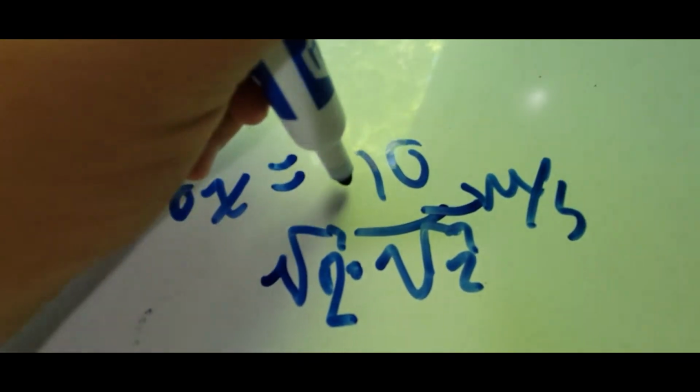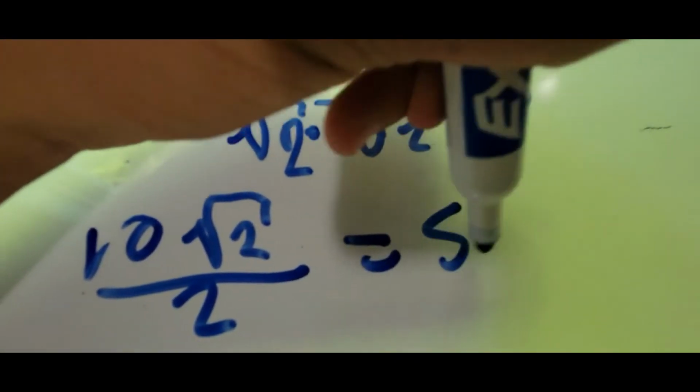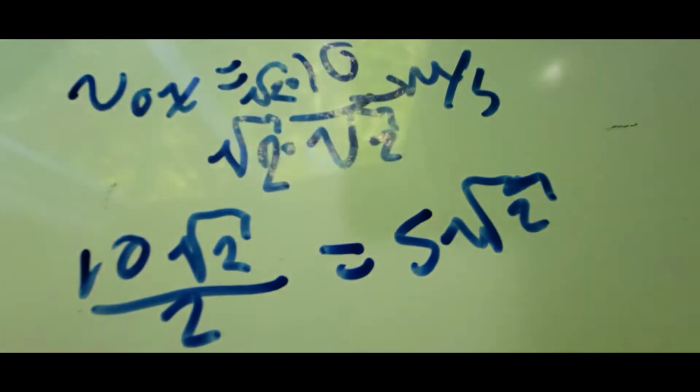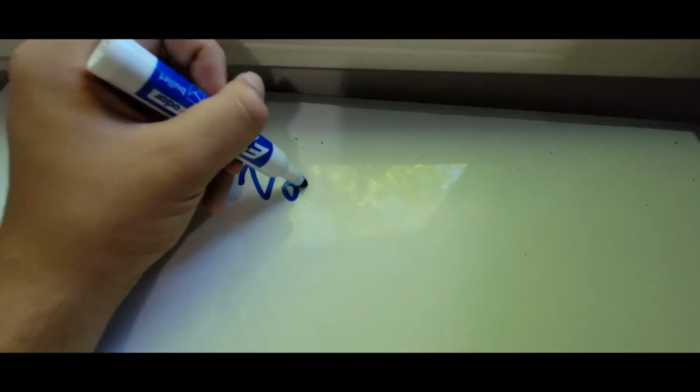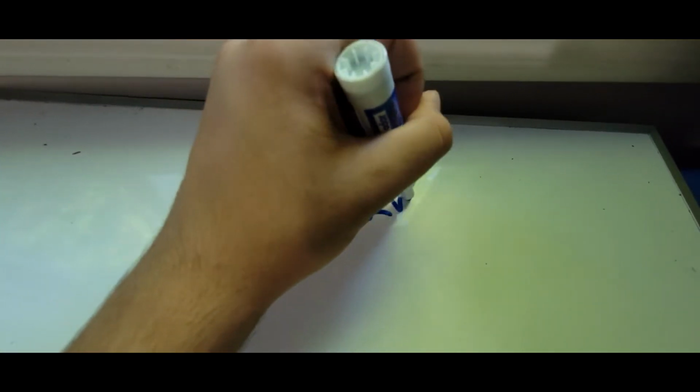With that said, we could also multiply the top and the bottom by radical 2. Now what would happen if we would do this? Well, it would be 10 radical 2 over 2, which would simplify to 5 radical 2. Thus, v initial x would be 5 radical 2 meters per second. So let's write that in a corner somewhere. I'm going to write that right here at the end of my whiteboard. So v initial x is equal to 5 radical 2 meters per second.